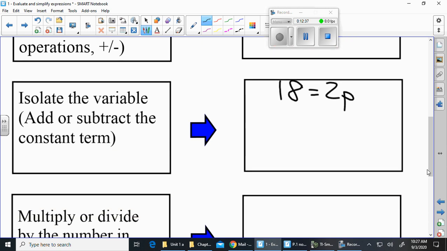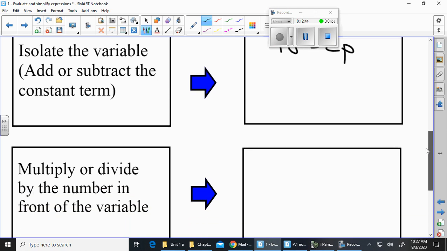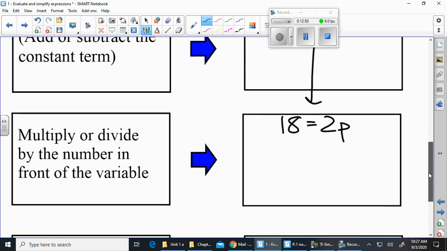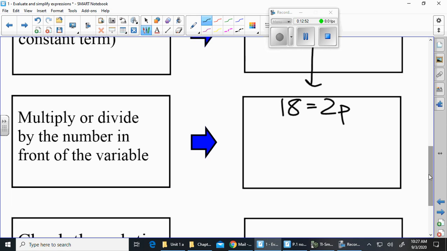So I got rid of the constant term. Now I'm going to multiply or divide. That's 18 equals 2p, bring that all the way down. Multiply or divide by the number in front of the variable. Inverse operations. Since it's being multiplied, I'm going to divide. So 2 divided by 2 is 1. I have p equals 9.